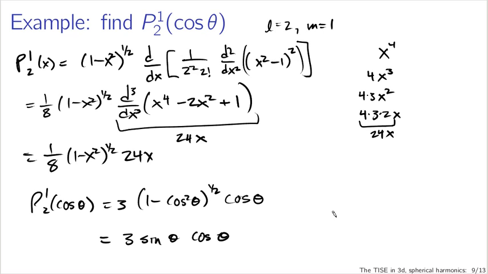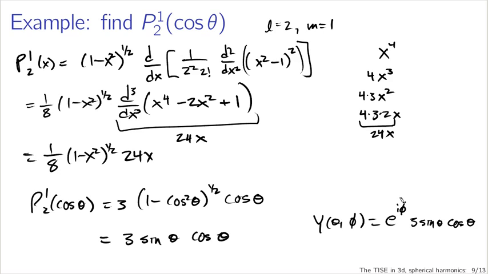Now, if I wanted to know what the full Y of theta and phi would be, in this case, my phi part is given by e to the i m phi, where m now is 1, so it's just going to be e to the i phi. And my theta part here would be 3 sine theta cosine theta.